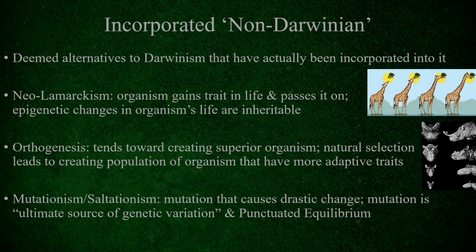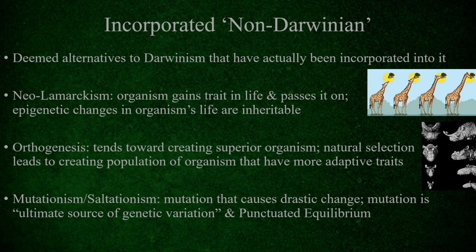There's also orthogenesis, which says that evolution tends toward creating superior organisms. This is, in a sense, incorporated in neo-Darwinism by saying that natural selection leads to creating a population of organisms that have more adaptive traits. So they do say that macroevolution does create superior organisms, just superior for that particular environment, not necessarily superior overall.